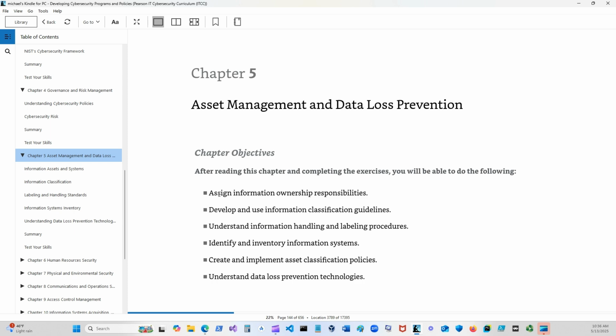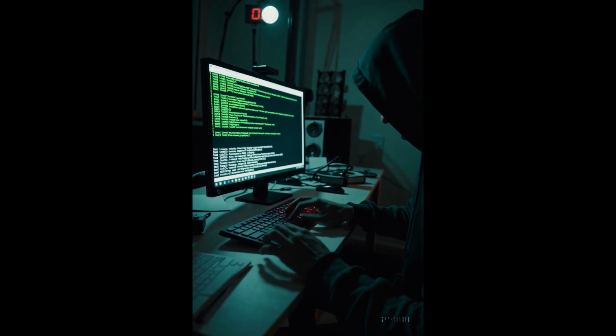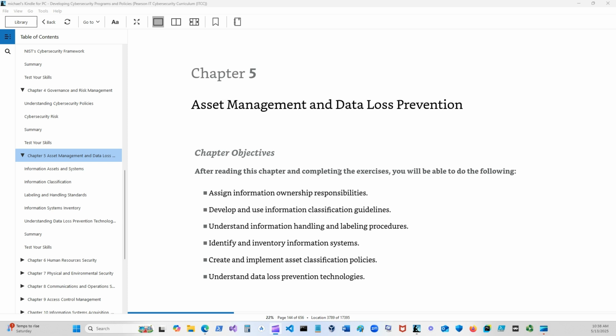Now, you don't have to have specific names or people, but you need to have groups at least, right? And you need to have who's responsible for either enforcing or monitoring, reviewing, implementing, all that. Okay? Develop and use information classification guidelines. Understand information handling and labeling procedures. Identify inventory information systems. Create and implement asset classification policies. Understand data loss prevention technology.